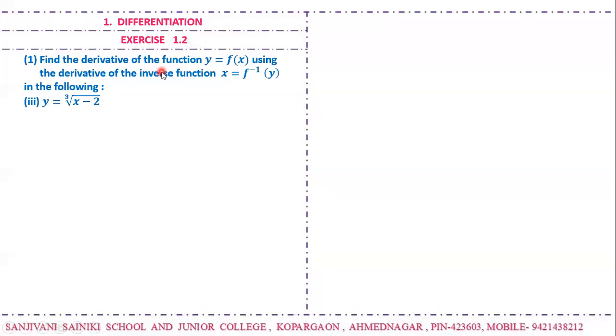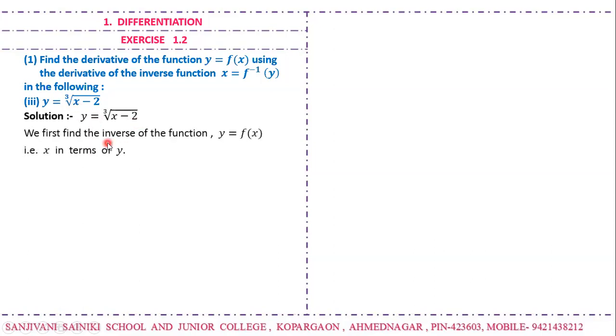Find the derivative of the function y is equal to f of x using the inverse function. Now again, y is equal to cube root of x minus 2. Now y is given, and we have to write the function in terms of y. Here there is a cube root, so we have to take the cube on both the sides. So we get x minus 2. Now we will take this minus 2 to that side. So we get x is equal to y cube plus 2. This is our inverse function.